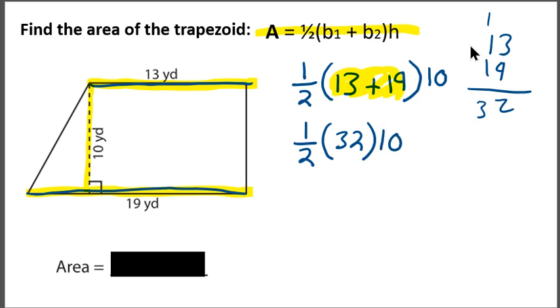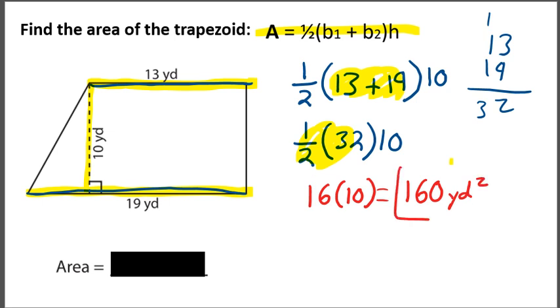Or you could say 1/2 times 32 times 10. I like to say 1/2 of 32 because I know that when I multiply a number by 1/2, I'm actually dividing by 2. So we know that 32 divided by 2 is 16. So now that leaves us 16 times 10. And we know that to multiply a number by 10, we can just move the decimal one place to the right, or in this case, add a 0, and that gives us an answer of 160 yards squared.